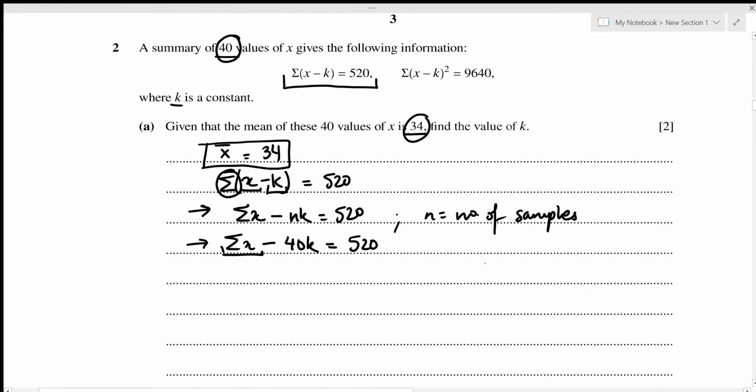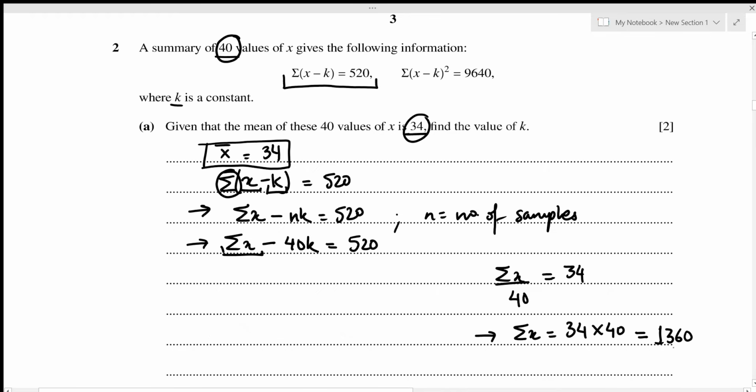All right, I'm just going to do it right here. So we know that mean is just summation x divided by the total number of samples, which in this case is going to be 40. This gives us the value of 34, which means that the summation x value is just going to be 34 into 40, which is 1360.